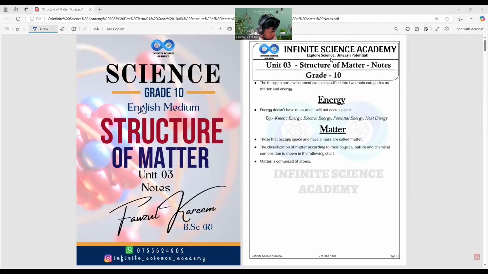Right? Now just read the notes on the screen. You can see that in the screen you have the notes. So I have shared the screen.